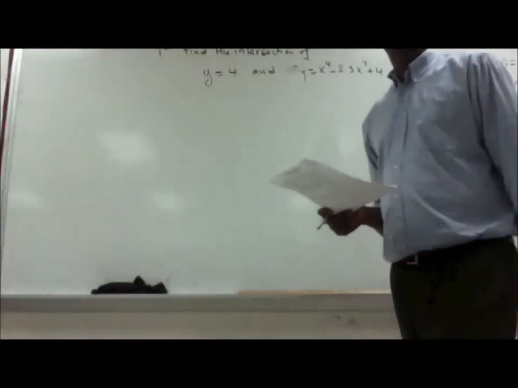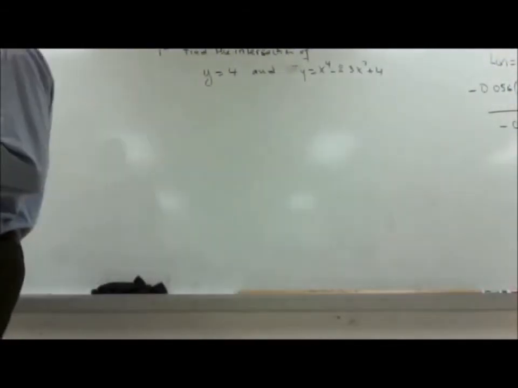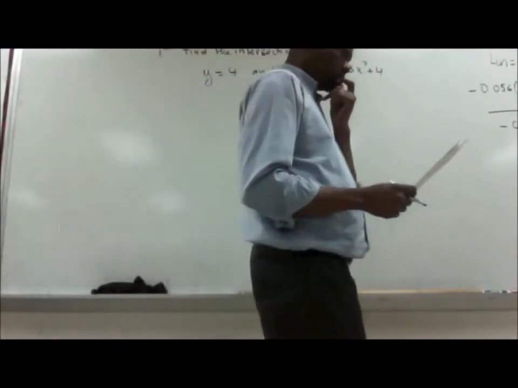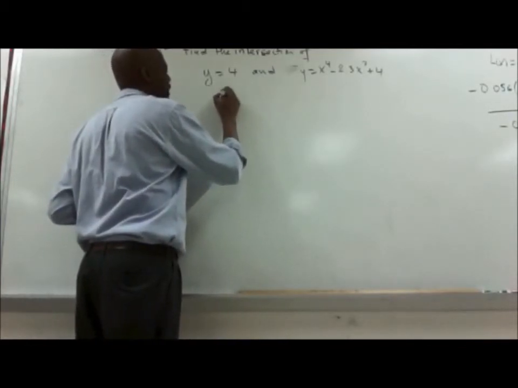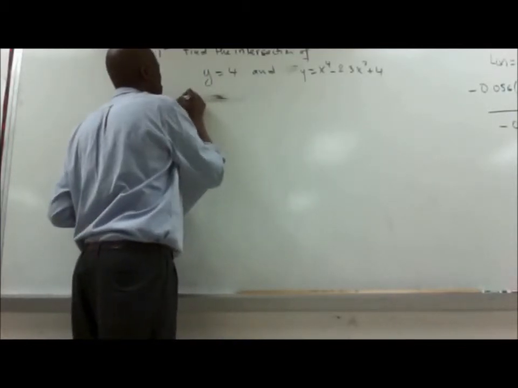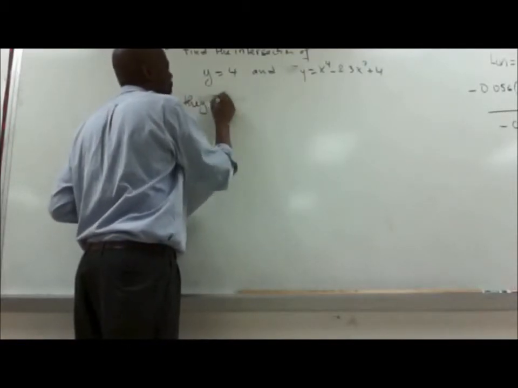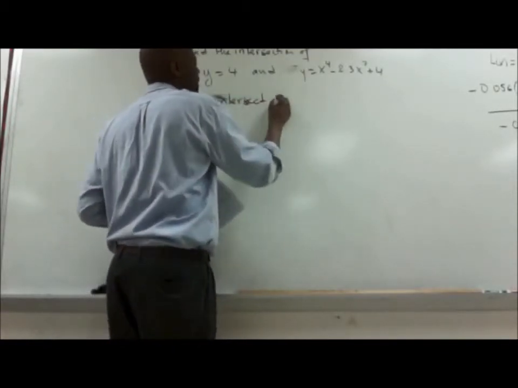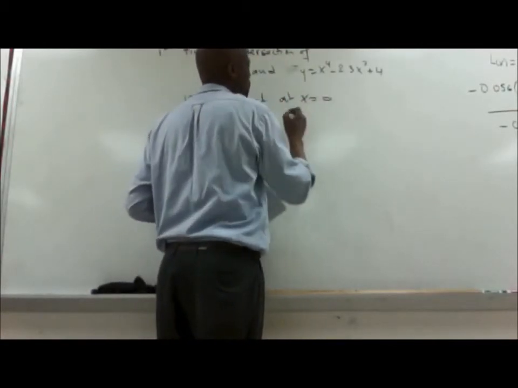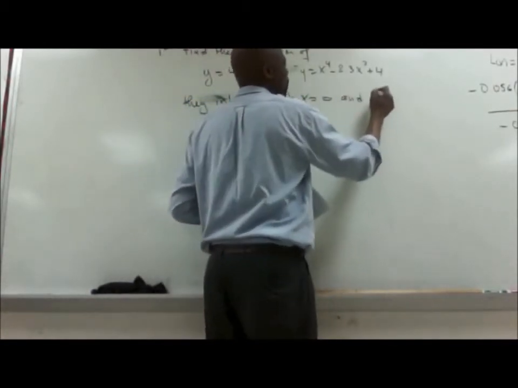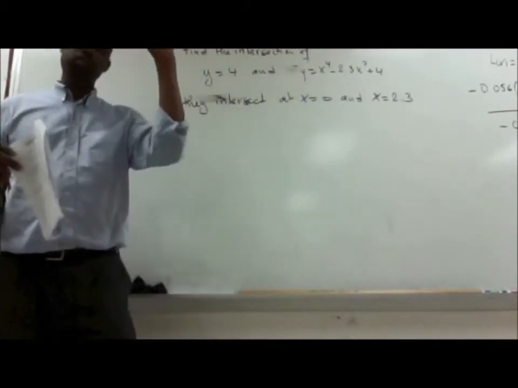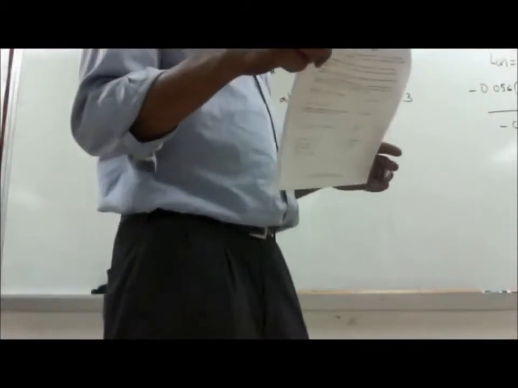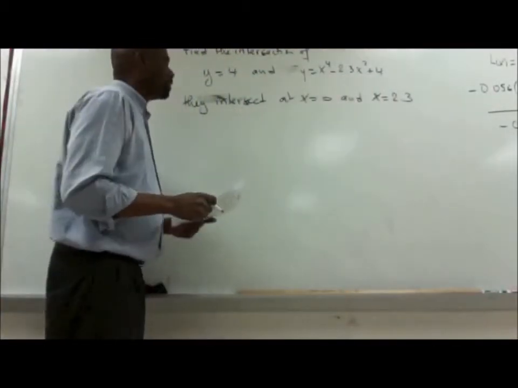So I need to go to the graph. I got the intersection. Good job. They intersect at x equals 0 and x equals 2.3. That's 1 point. You always get that 1 point right away. So we write this in the first one. So now the area.